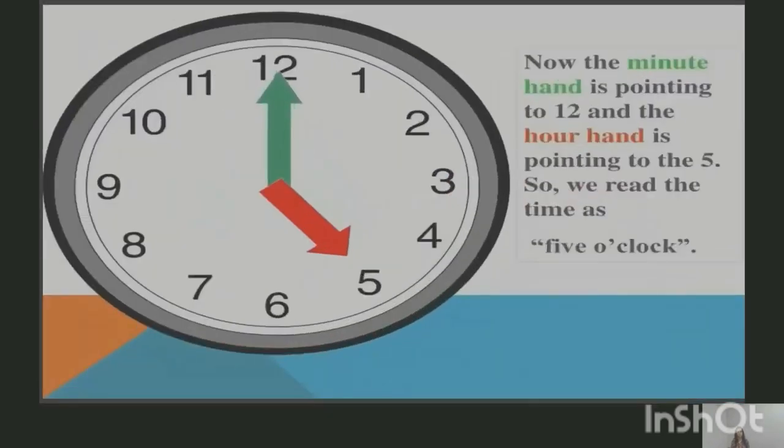In this case, the bigger hand, which is green in color, we all know is the minute hand. And the small hand, which is red in color, we know shows hours. So the small hand is at 5, the bigger hand is at 12. So we read the time as 5 o'clock.